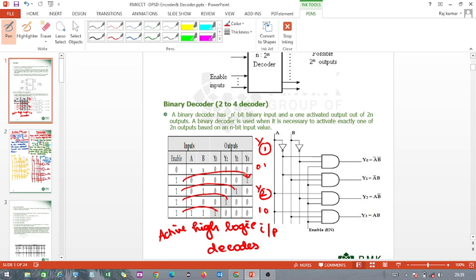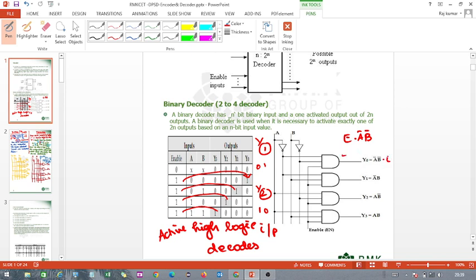Y0 is producing the output when the enable input is high, and when the condition is 0, 0. What is that? A bar, that is A equal to 0 and B equal to 0. When this condition prevails, I have the output. So both have to happen at the same time, which is why I am denoting it with the AND function. If it's an AND function, then an AND gate should be used.